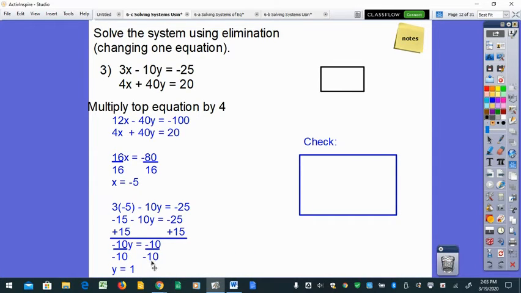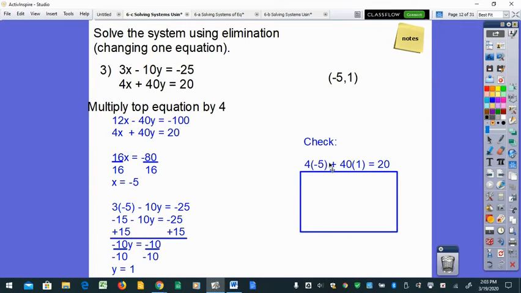I've got my x, I've got my y. If I had graphed these lines, they would have met at the point -5, 1. Now, where am I going to check it? Well, look at the equation I used, this one with the -25, so I've got to check it in this one. So that x is going to become the -5, and that y is going to become the 1, and I'm hoping the math is going to work. 4 times -5 is -20. Add it to 40, it is 20, and I remain a happy girl.